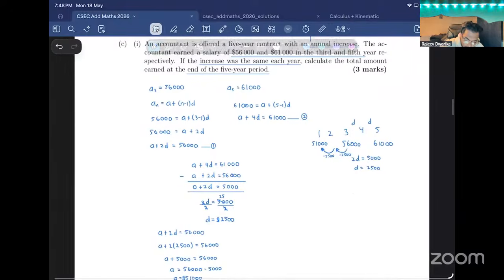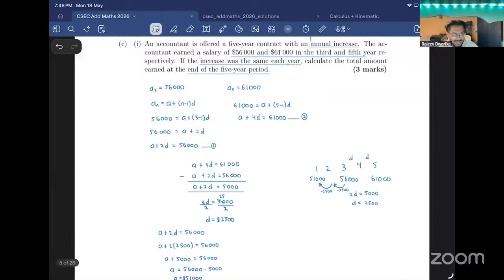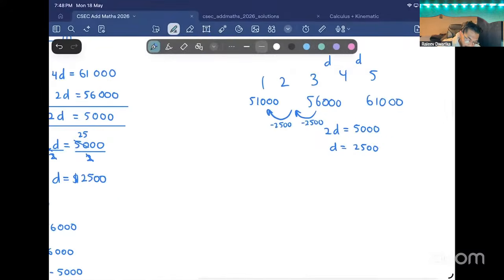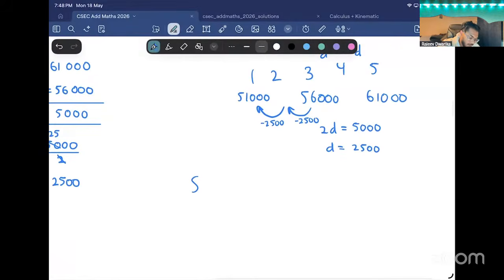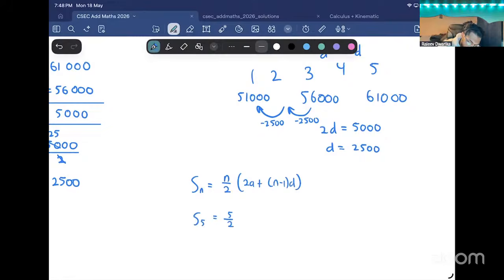That's peak. And well, now we're gonna use the S7 formula because it's 3 marks, guys. It's 3 marks. You know what I mean? I would do this. We want to find for a 5-year period. So if we find it for a 5-year period, then what would N be? 5. Yeah, 5. So that'll be 5 over 2 by 2 by 51,000 plus 5 minus 1 by 2,500.